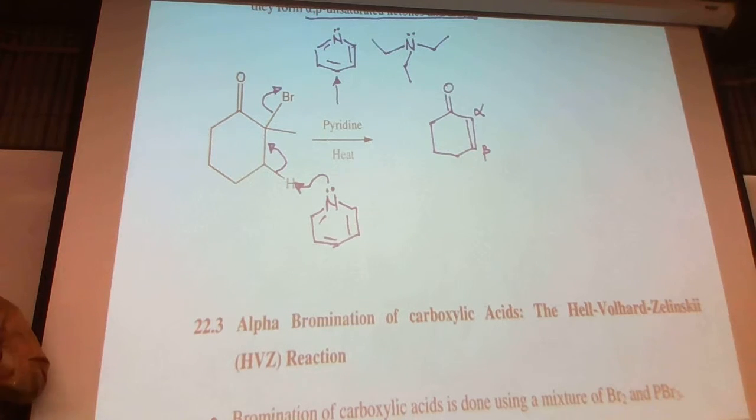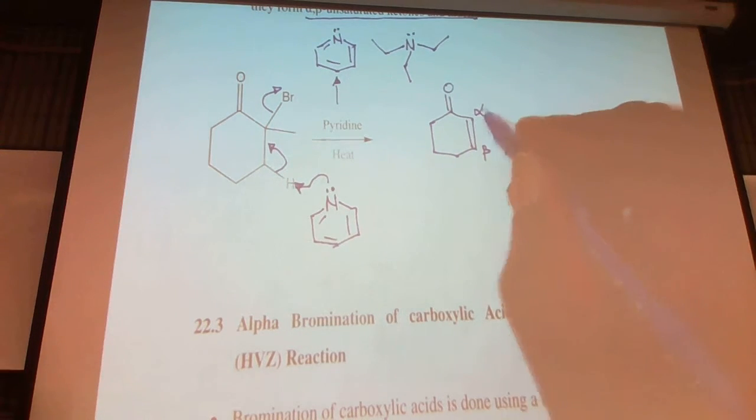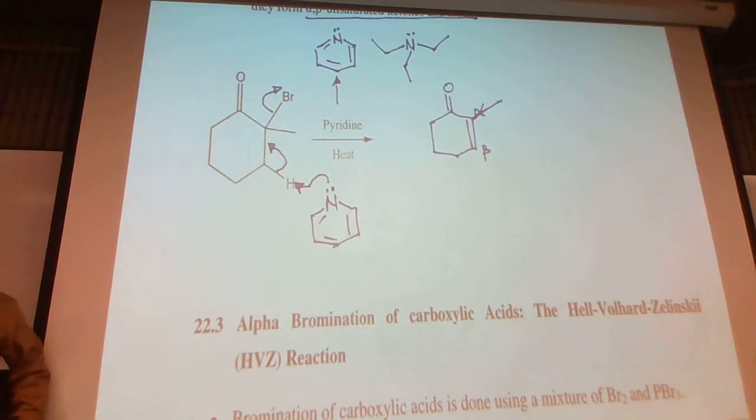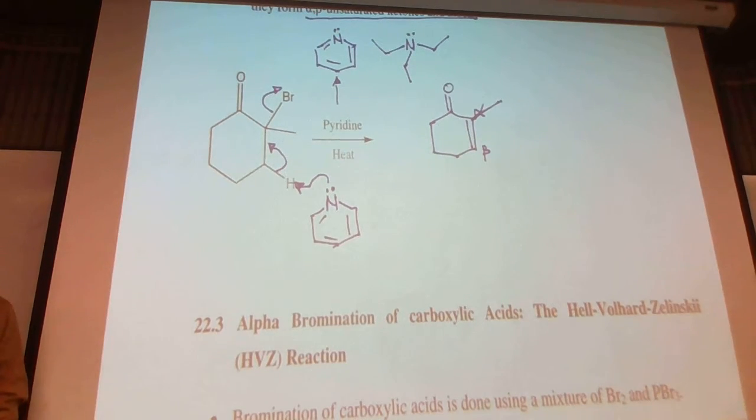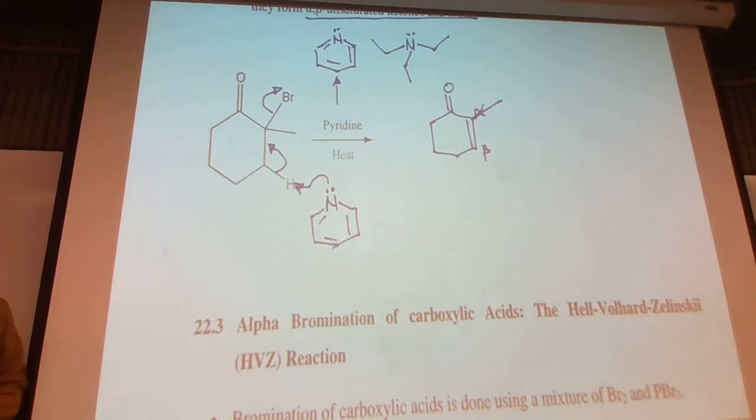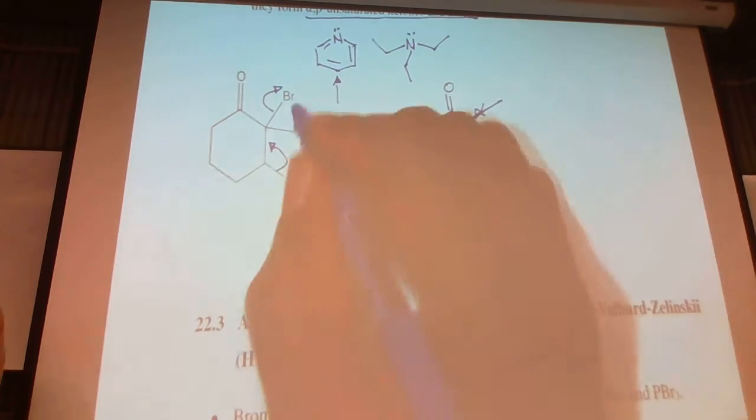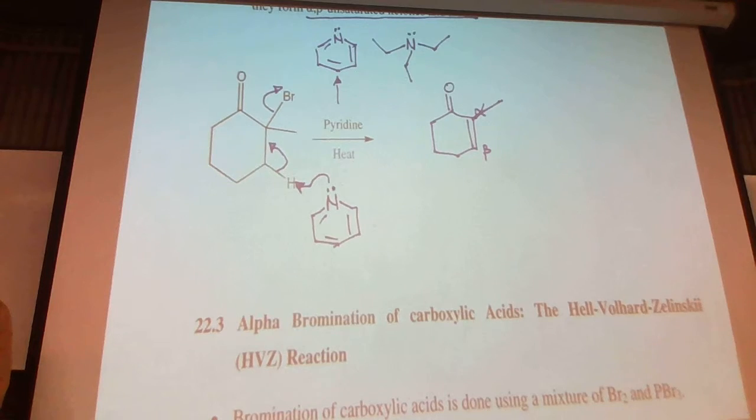Is there a methyl group on the alpha carbon? Oh yeah. How many points are you taking off? No, I'm not trying that. I just didn't know if it's one or something. Yeah, there is a methyl group because there's a methyl group there. Okay.